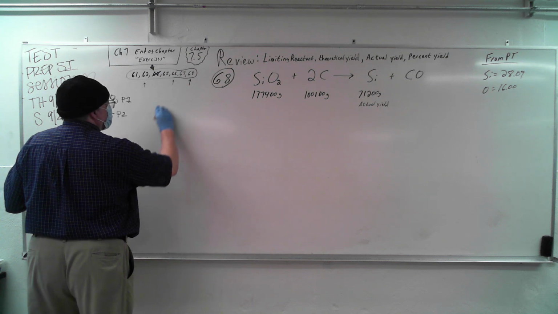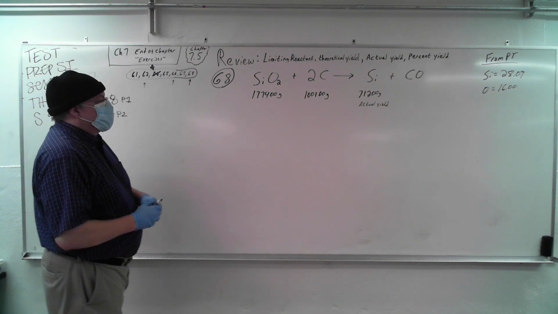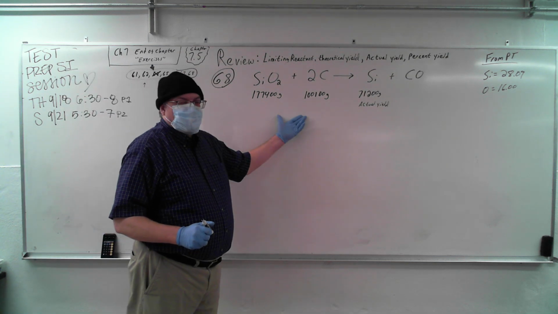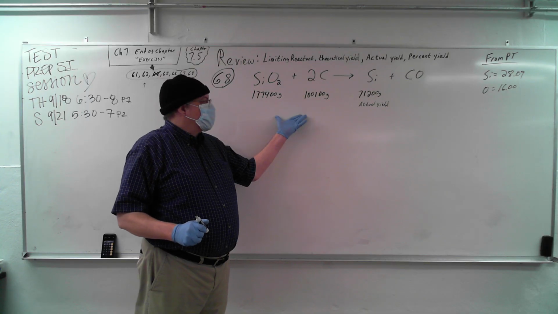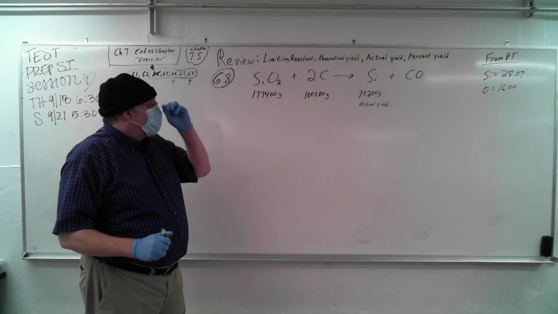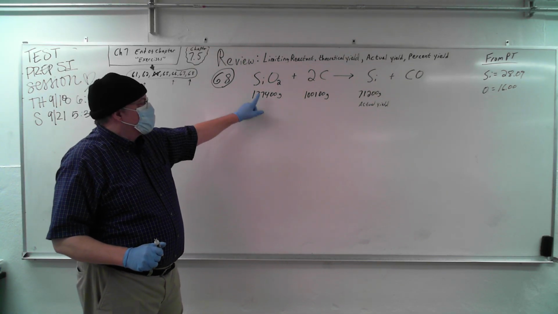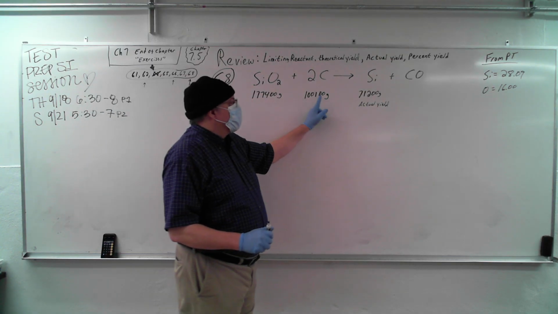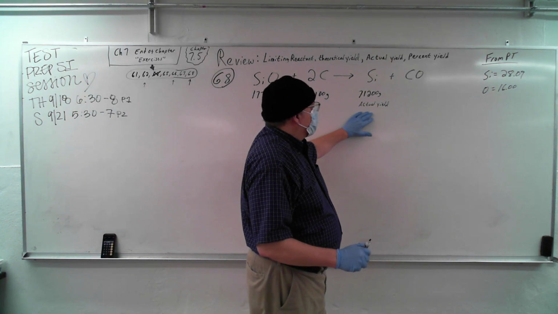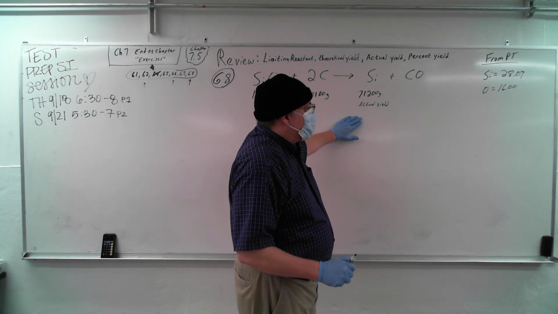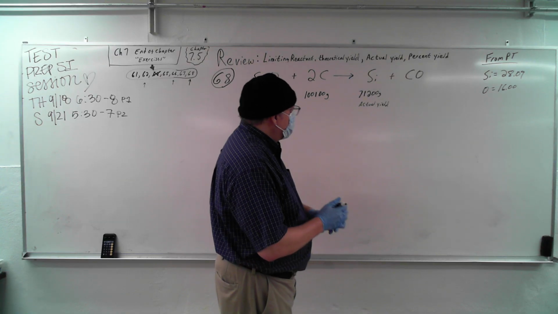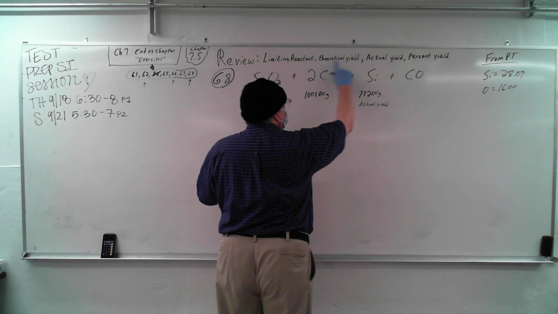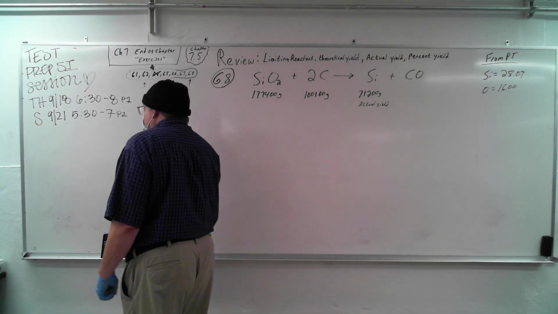So here's what we've got. It was kilograms because this is an industrial scale reaction. Okay, so you have this many grams of SiO2, this many grams of carbon, and what they actually collected at the end of the reaction is this. So our first step, we're still doing this, we have to find our limiting reactants.